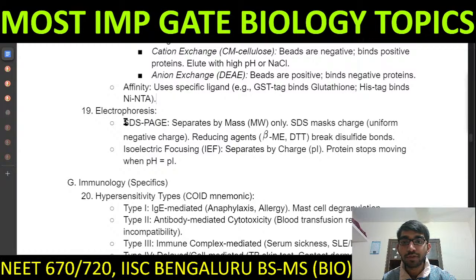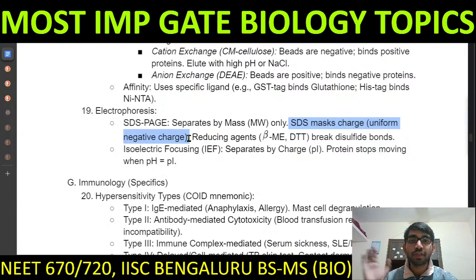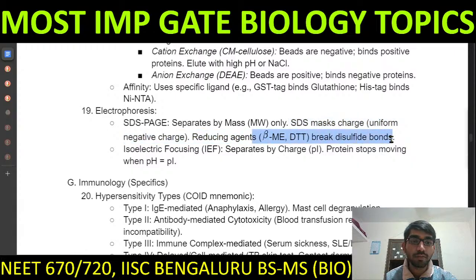Then coming to electrophoresis, there is SDS PAGE, which separates by molecular weight only. The SDS in the SDS PAGE masks the charge, which means all the proteins will be first denatured, so they will be linearized and then they will be masked with the negative charge. The reducing agent beta mercaptoethanol or DTT can break the disulfide bond to linearize or denature the protein.